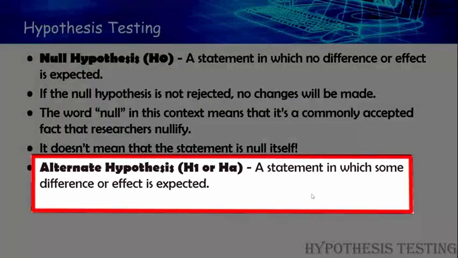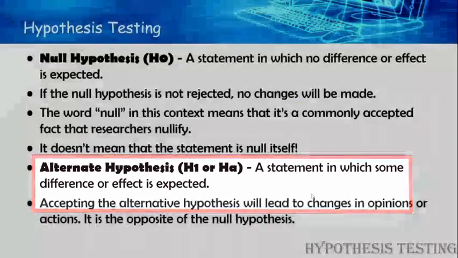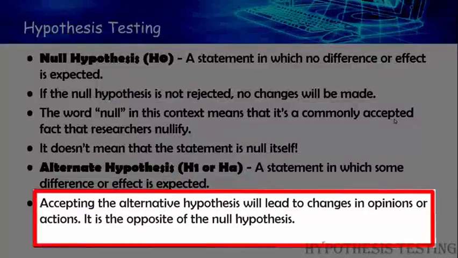Okay. So next we have the alternative hypothesis. It is a statement in which some difference or effect is expected. Accepting the alternative hypothesis will lead to changes in opinions or actions. So basically you are looking out for alternatives also. It is just the opposite of the null hypothesis.